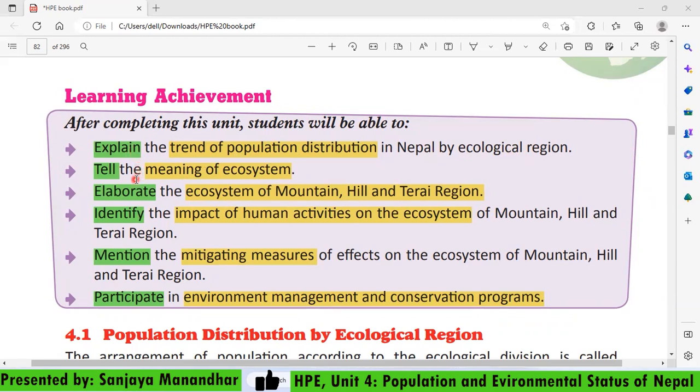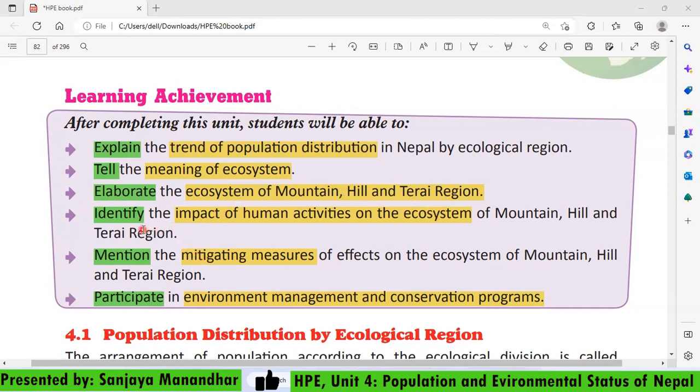The second thing is to tell the meaning of ecosystem. After reading this unit, we will be able to tell what an ecosystem is. Similarly, the next thing is to elaborate the ecosystem of mountain, hill, and Tarai region, meaning to explain it in detail. What type of ecosystem is there in mountain, hilly, and Tarai region?